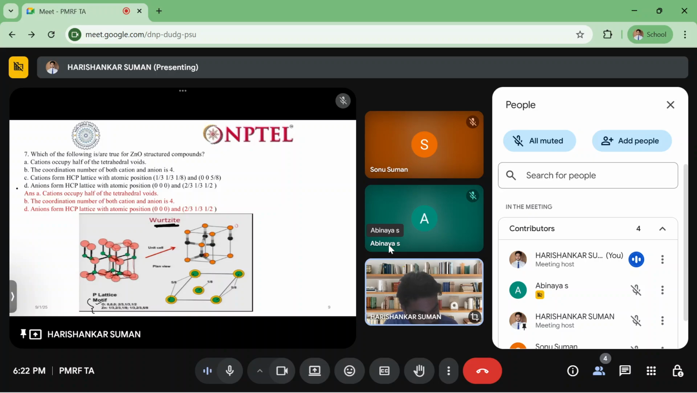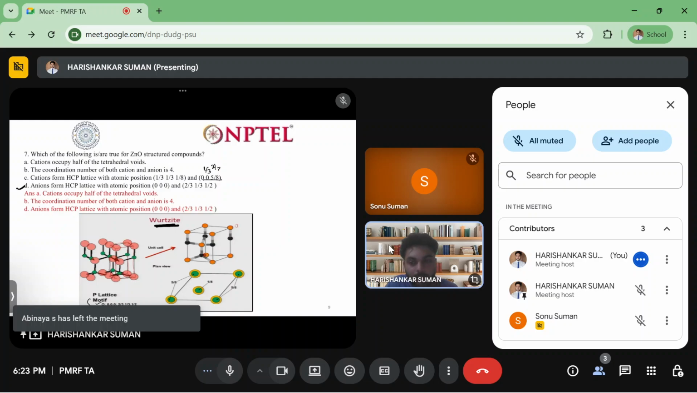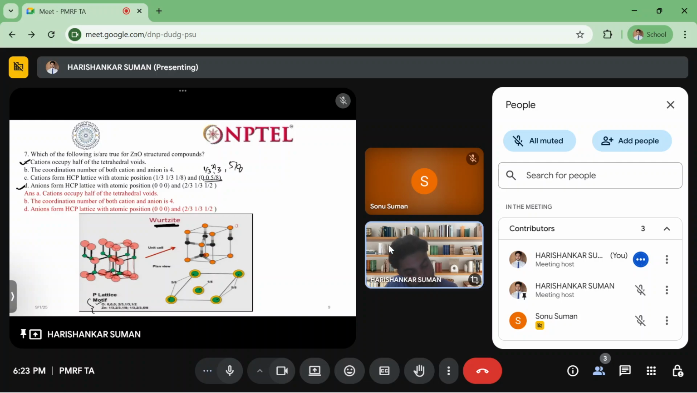The cation will be 1/3, 2/3, 1/8 and 0.005 by 8, which will be 1/3, 2/3, 5/8. If we change this, then this will be the correct answer. Okay, this will be the correct option if we do it like that.